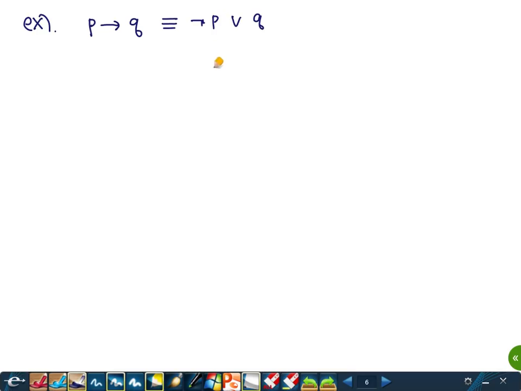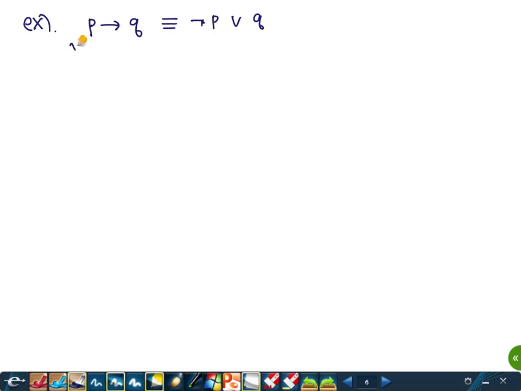Yeah, they are equivalent. Yes. Because if P then Q means either P is false or Q is true. How can I say more than that? I just repeated this. But if you want, we can prove this using a truth table.